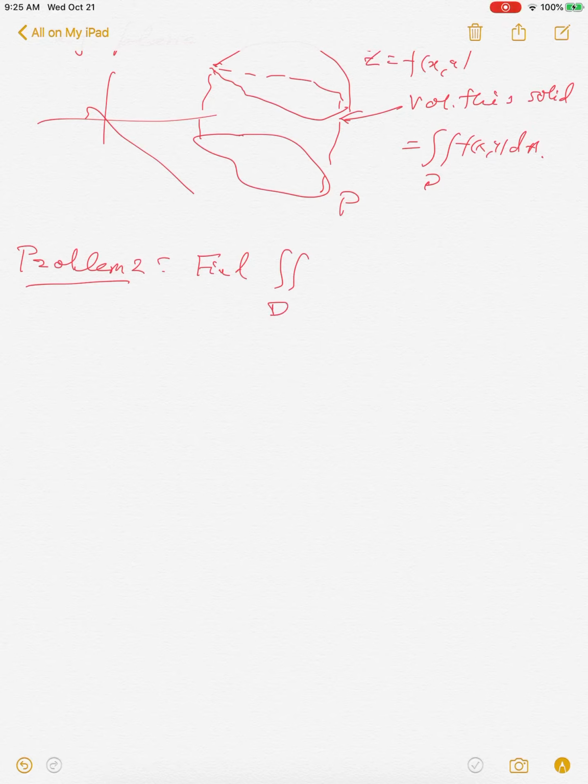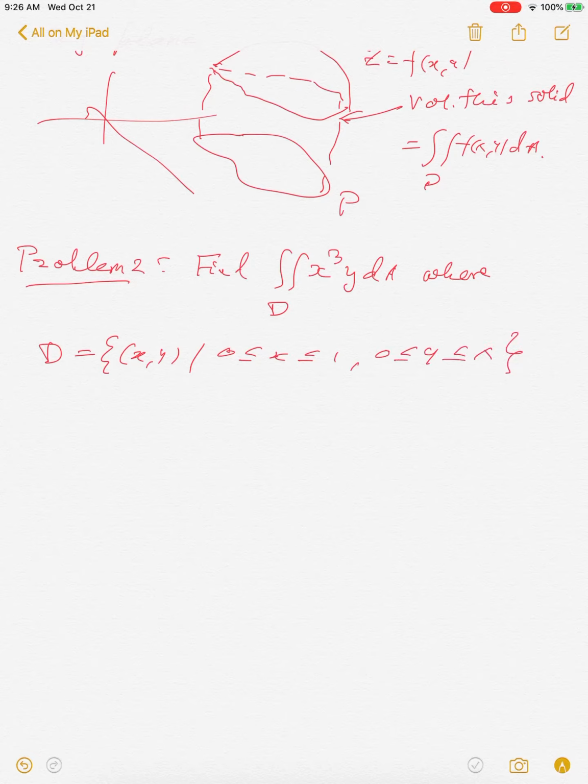Find the double integral of, let's take, x cubed y dA, where D is the region described by (x, y) for which x is varying between 0 to 1 and y is varying between 0 to x.